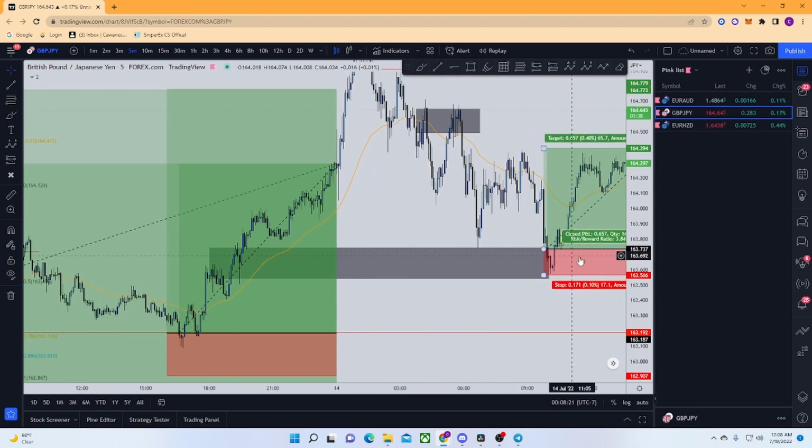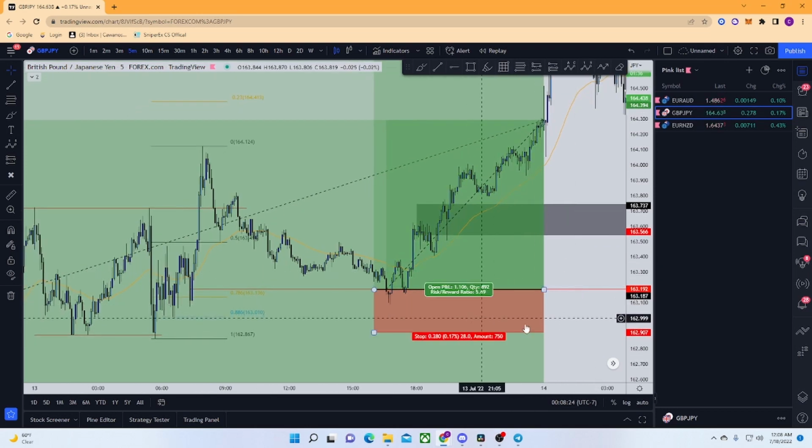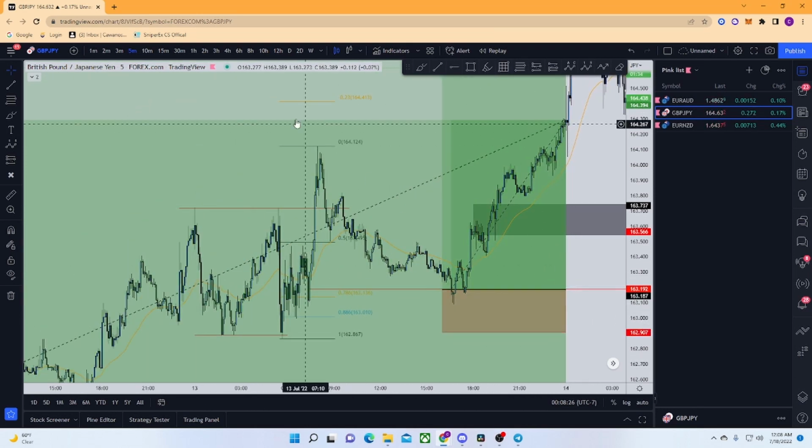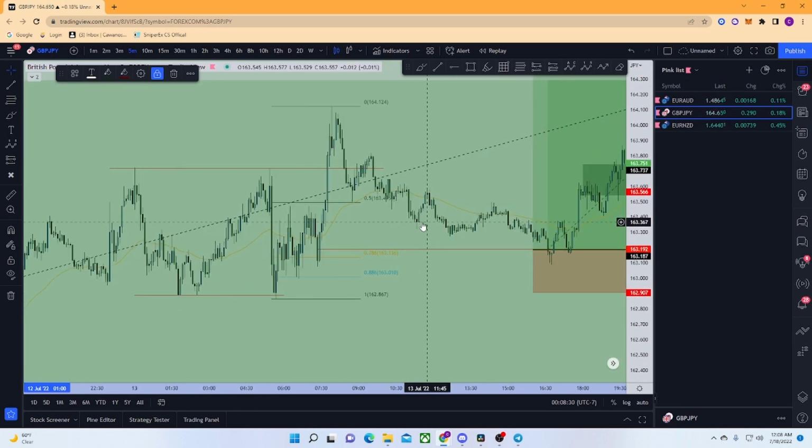Oops, I was looking at this trade. No wonder. All right, sorry about that. No worries. Here we go. Let's lock this so we can move it. Okay, perfect. So here we go.